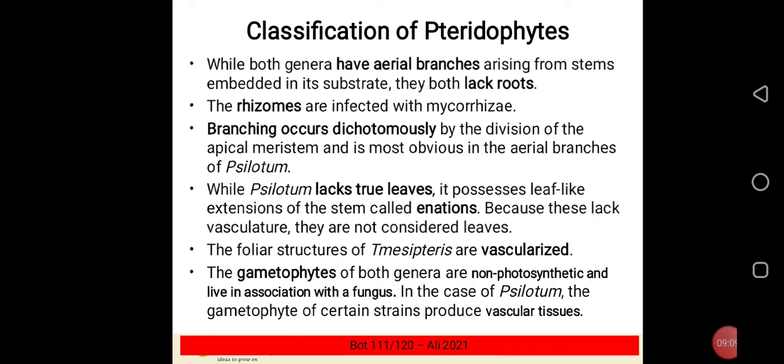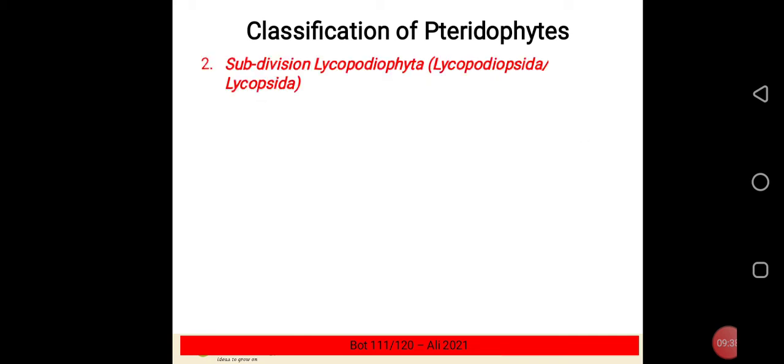Now, in the case of Psilotum, the gametophyte of certain ones produce vascular tissues. As said earlier, vascular tissues are the xylem and the phloem. Don't forget that. In the case of Psilotum, there is a gametophyte and a sporophyte, so the gametophyte produces vascular tissues, that is the xylem and the phloem. That's all about the subdivision Psilophyta.